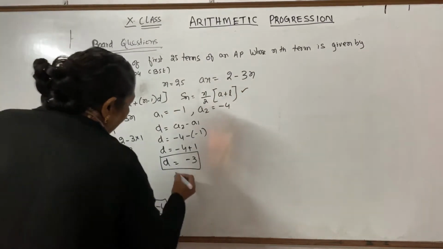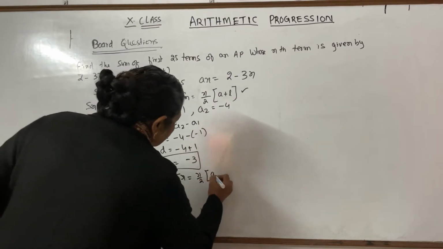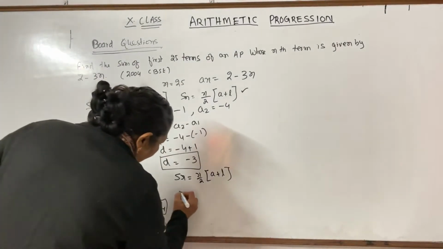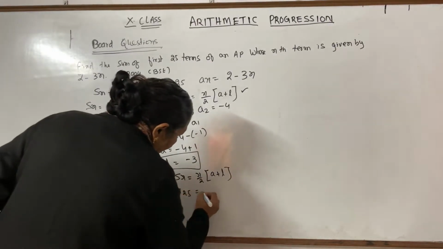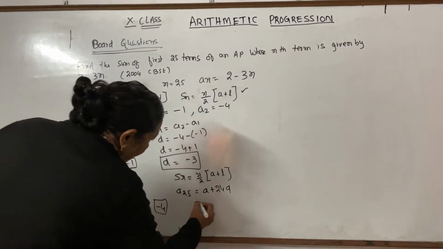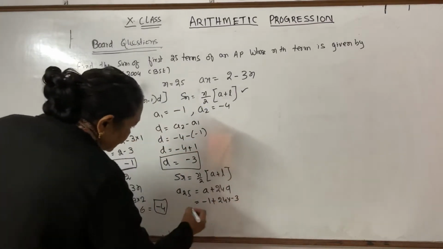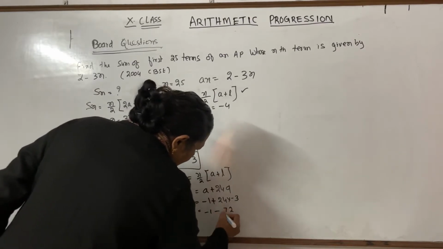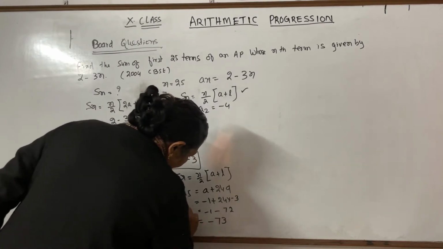Which one? This one. Sn equals n upon 2 into first term plus last term. If I do this, I need another term. What is that? 25th term I need, isn't it? So A25 equals A plus 24D. Okay? So what is our A? Minus 1 plus 24 into D, which is minus 3. That is minus 1 minus 3 4s are 12, 3 2s are 6, 1 7. That equals minus 73. A25 is minus 73.